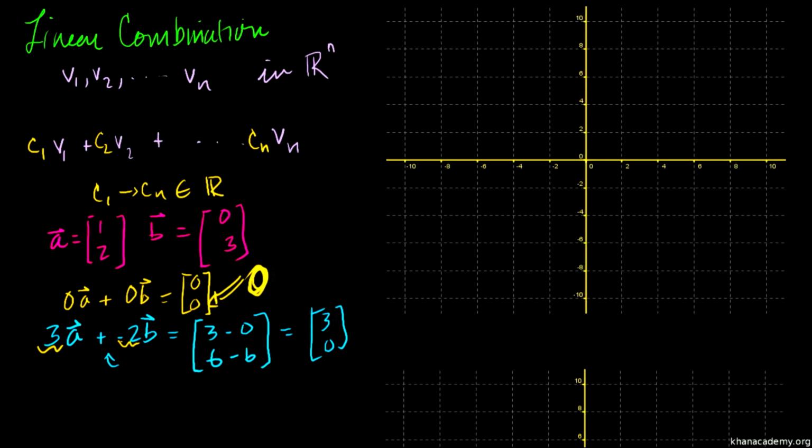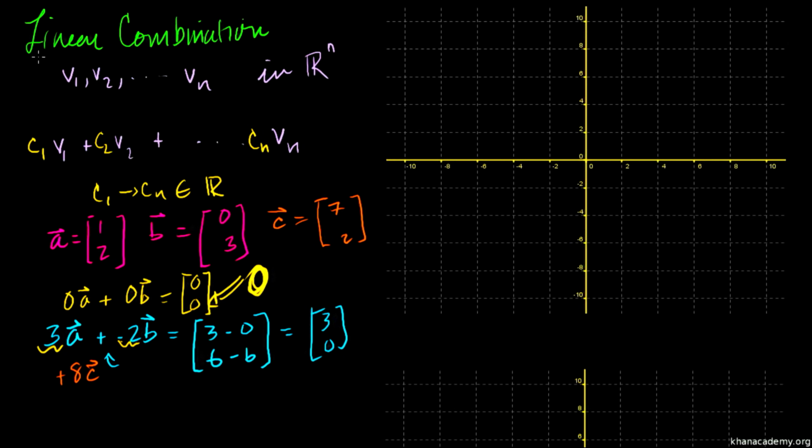If I had a third vector, vector C, and maybe that was 7, 2, I could add that to the mix and throw in plus 8 times vector C. These are all just linear combinations.